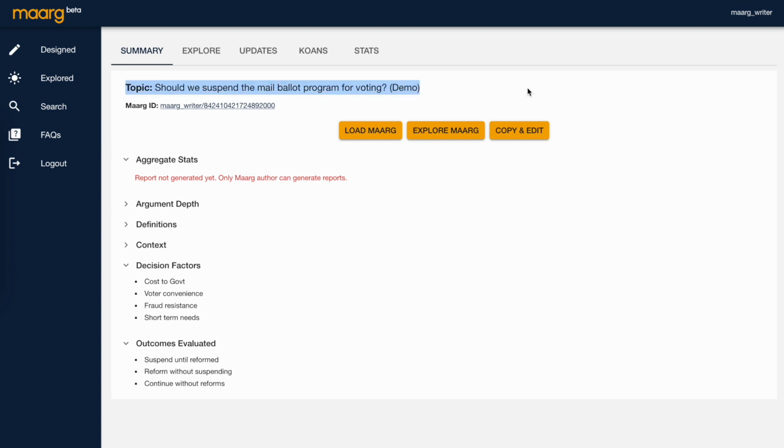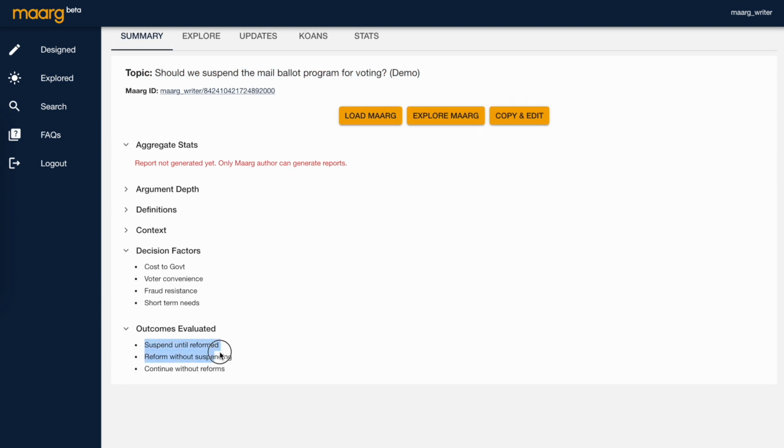The topic here can be a question or an opinion. The purpose of the mark is to help you evaluate these outcomes as a possible answer to the topic under discussion. The Maarg writer uses a series of arguments comparing each outcome on various decision factors, helping you decide which outcome best fits your values.